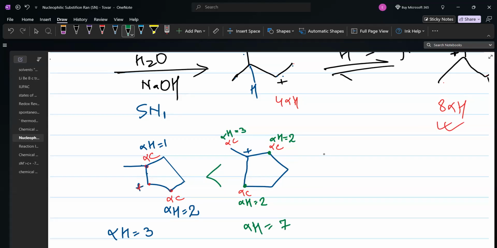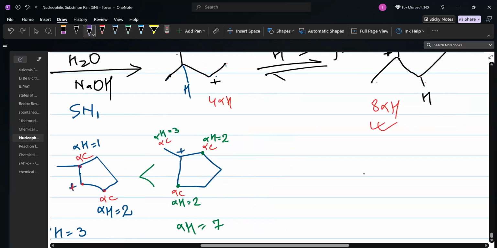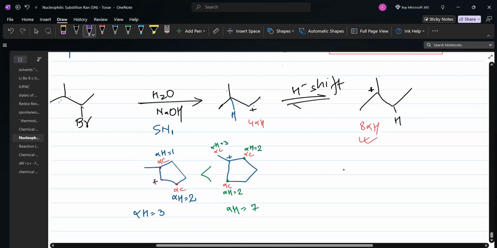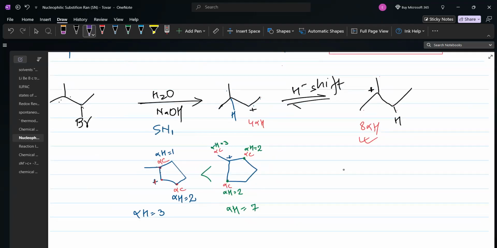Understood? This will come every time, since carbocation is intermediate in lots of reactions. In elimination also, when we study the carbocation stability, we will talk about it. In nucleophilic substitution, and when we will see electrophilic substitution, then also this carbocation stability will come. So every time this will come. That is why I'm focusing you on this thing.